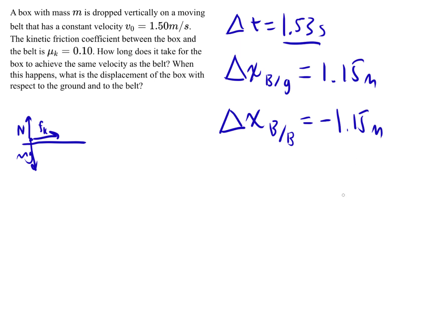And this makes sense since if you were the belt and you were looking at the box, as it dropped down, it would begin sliding to the left until it reaches the same velocity and appears to stop. And this is how you would solve this problem here.